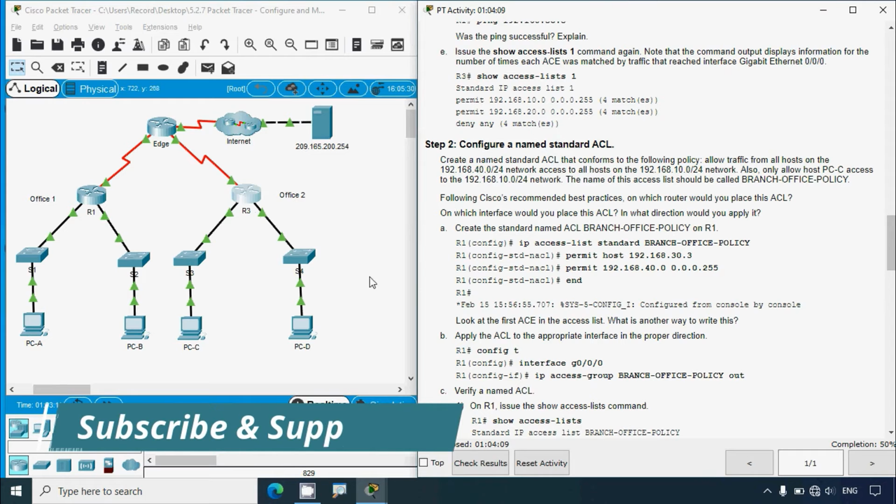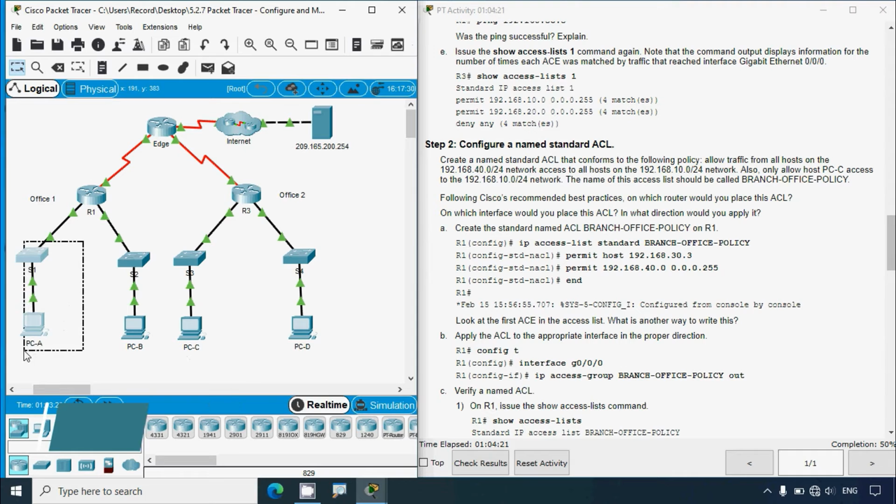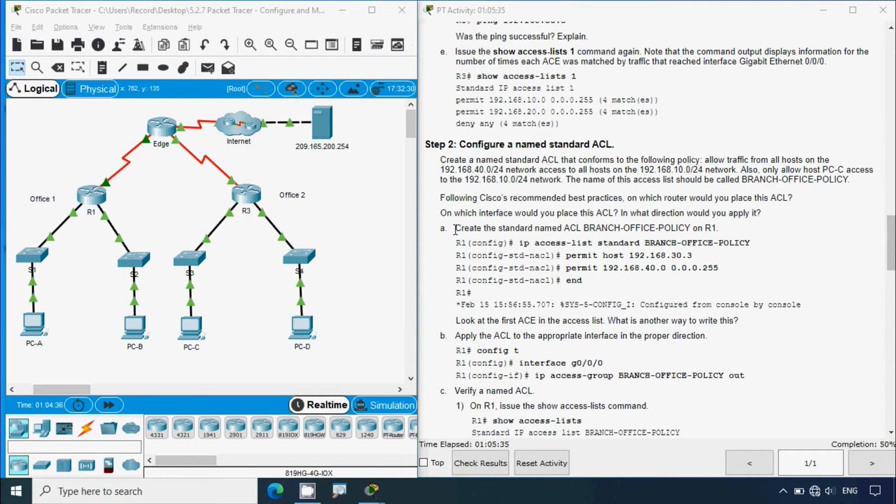Here, this policy says all the hosts in this network and only this pc-c from this network are allowed to access the 192.168.10.0/24 network. Following Cisco's recommended best practices, on which router would you place this ACL? Obviously, we have to implement this ACL near to the destination, that is on R1. And on which interface would you place this ACL? In what direction would you apply it? Obviously, we apply it to this interface G0/0/0 in the out direction.